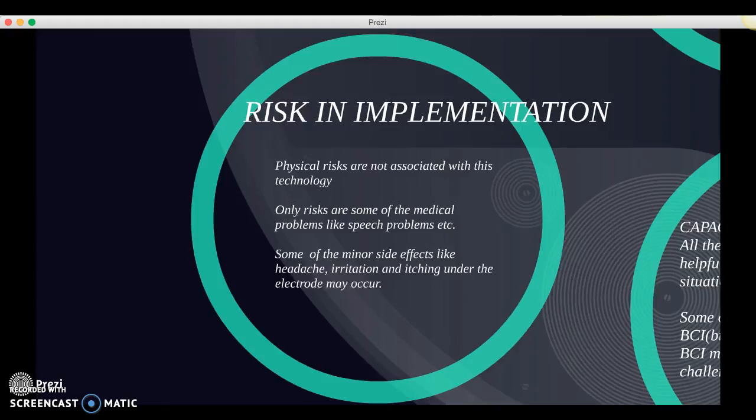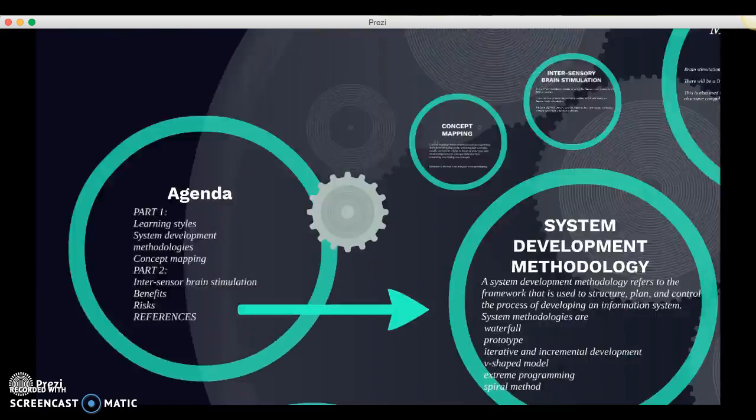And here are the risks. Physical risks are not associated with this technology. The only risks are some medical problems like speech problems, etc. Some minor side effects like headache, irritation, and itching under the electrode may occur.